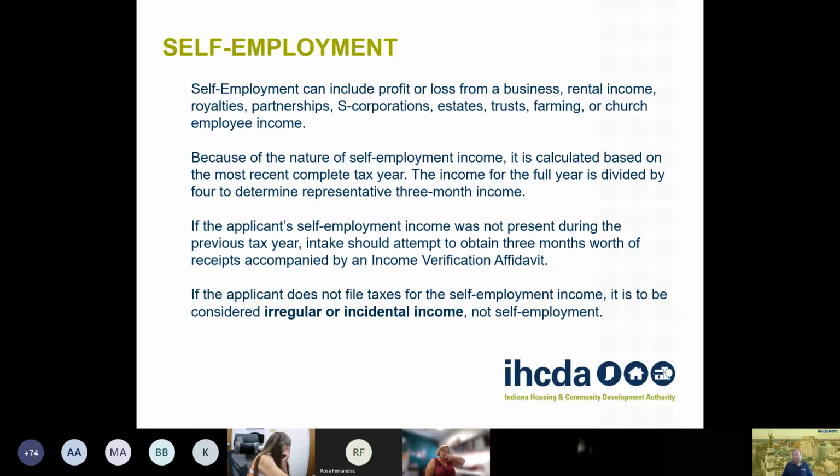If the applicant's self-employment income was not present during the previous tax year, intake should attempt to obtain 3 months worth of receipts accompanied by an income verification affidavit. And if the applicant does not file taxes for the self-employment income, it is to be considered irregular or incidental income, not self-employment, and will be documented with an IVA.